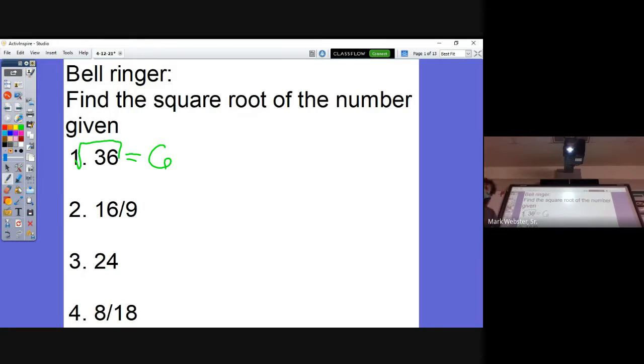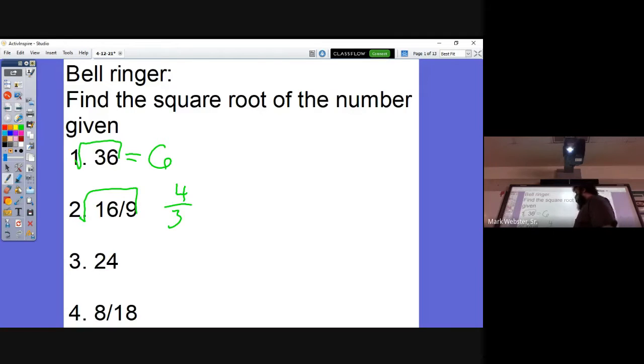When we've got a fraction like so, just take the square root of the top and the square root of the bottom separately to get your answer, right? So the square root of 16 is 4, and then the square root of 9 is 3. And so, when we take the square root of this, we get 4 over 3. Just square root at the top, square root at the bottom, all is well.